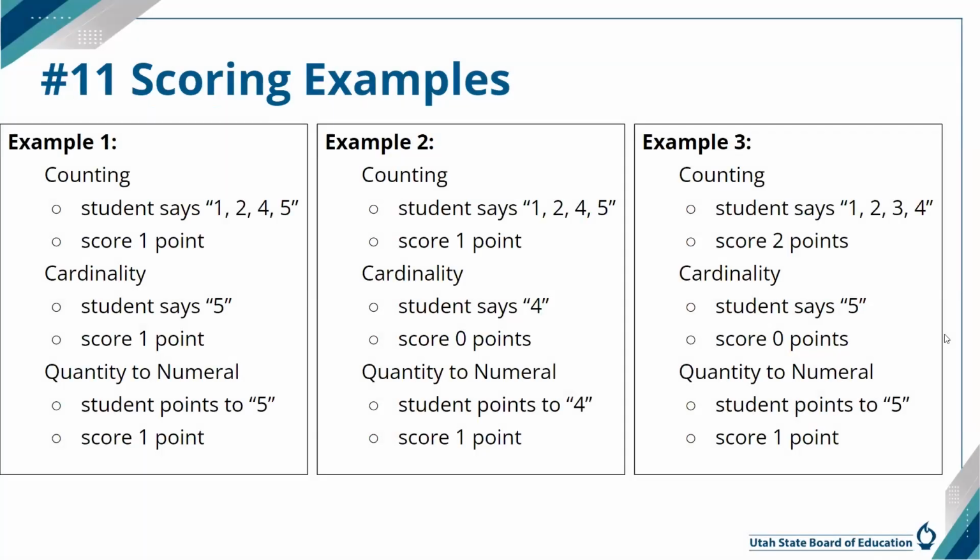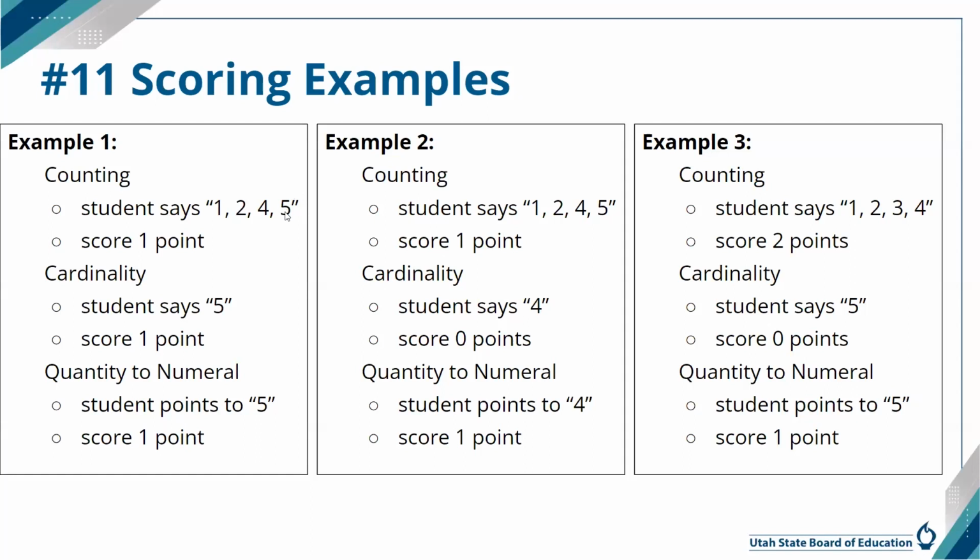Let's look at a couple of examples. If the student says 1, 2, 4, 5 for the counting, they score 1 point because they didn't get that exact correct counting. It's 2 points if they count the objects correctly using one-to-one correspondence, 1 point if they make errors in counting, and 0 points if they are unable to count the objects using one-to-one correspondence. So the student gets 1 point for the counting.